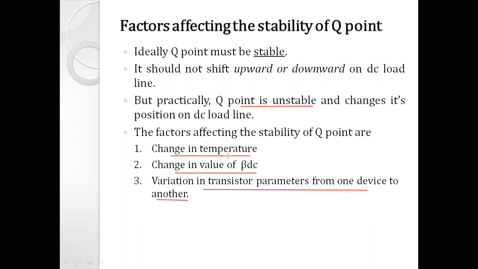Because of these three factors, it may happen that the location of the operating point gets shifted continuously from one location to another. Because of that, we may not get stable operation from the transistor. Right, so the first factor is the temperature, the second factor is the beta DC, and the third factor is the transistor parameters, which change from device to device.